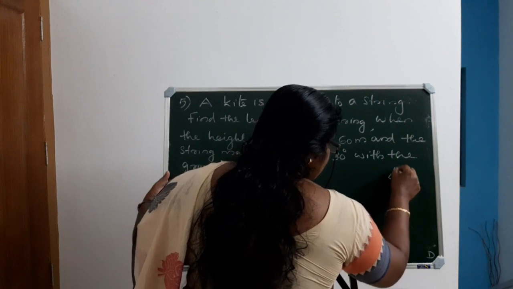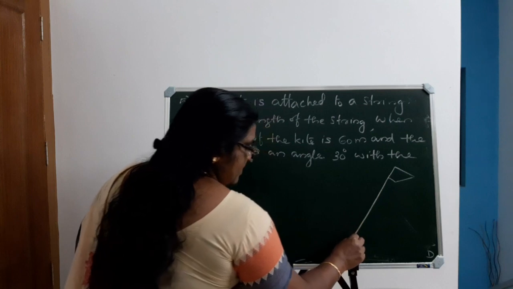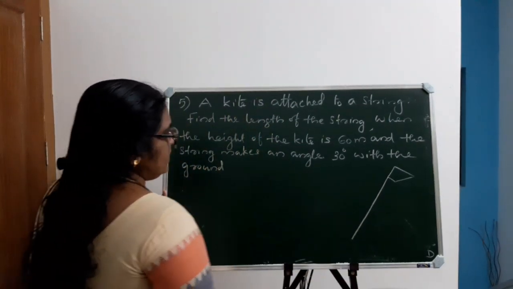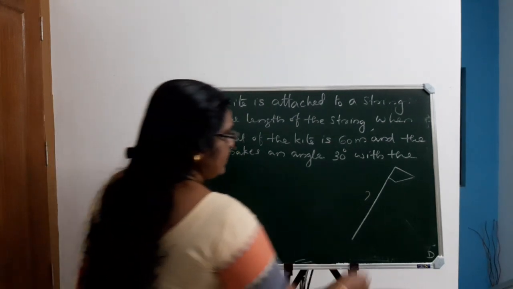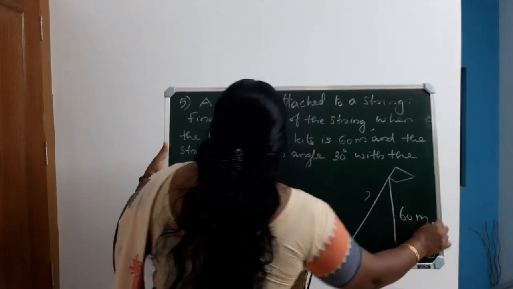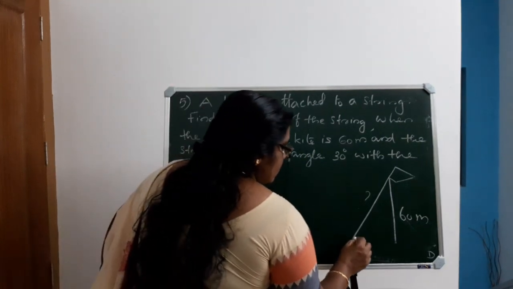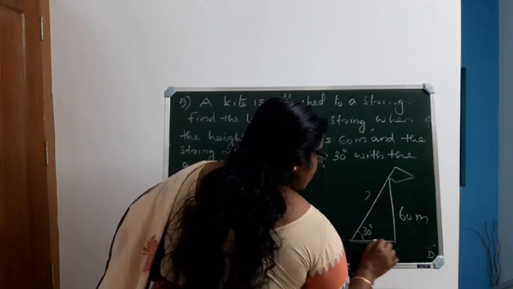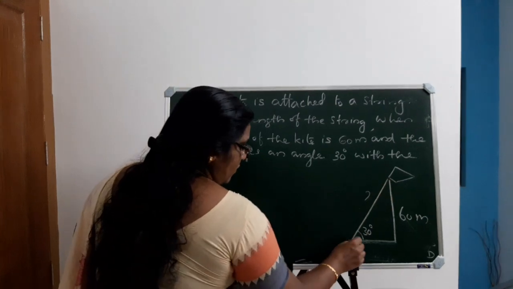Here a kite attached with a string. This is a string. Find the length of the string. We have to find this one, length of the string, when the height of the kite is 60 meter and a string makes an angle 30 degree with the ground. This string makes angle 30 degree with the ground. This is ground level. So we have to find this length of string.